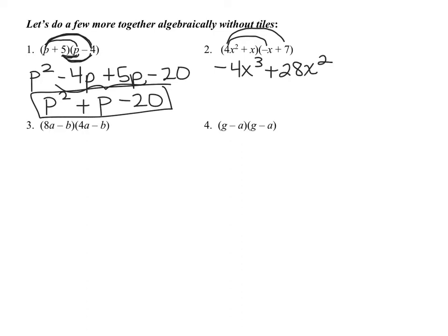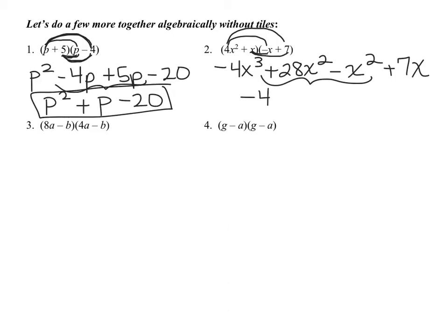Then I'm going to take the next term. The x in there has to get multiplied by negative x. So x times negative x is negative x squared. And then I'm going to do the x times the 7. X times 7 is 7x. So go ahead and now combine your like terms. 28x squared minus x squared is 27x squared.